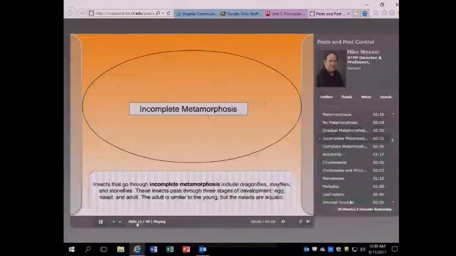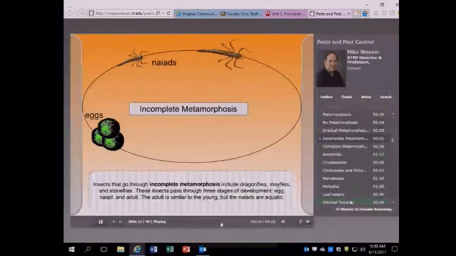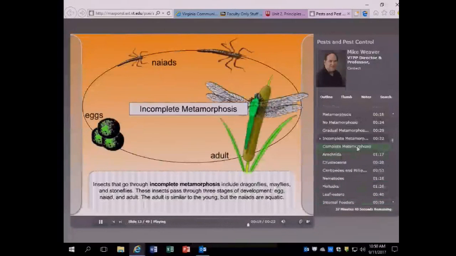Insects that go through incomplete metamorphosis include dragonflies, mayflies, and stoneflies. These insects pass through 3 stages of development: the egg, the naiads, and the adult. The adult is similar to the young, but the naiads are aquatic.